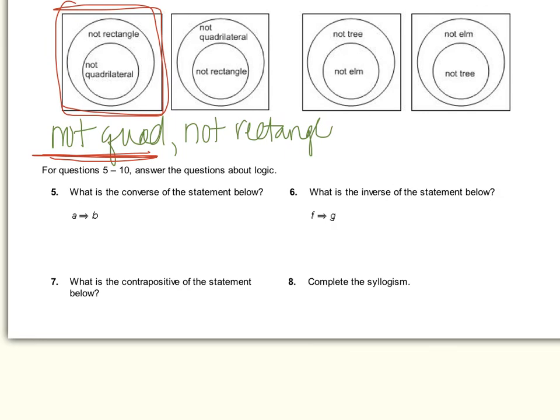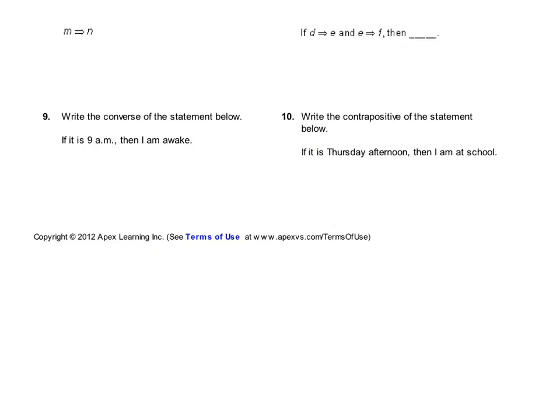Number 5 says, what is the converse of the statement below? Well, converse, if you look back at your notes, is on page 2. The converse just says that we flip it. That's it. So the statement here says A implies B. The converse of that would be B implies A. Number 7, we can't see all of it, but it says, what is the contrapositive of the statement? So we're looking at M implies N. Contrapositive says we flip it and make them both not. So this would be not N implies not M.